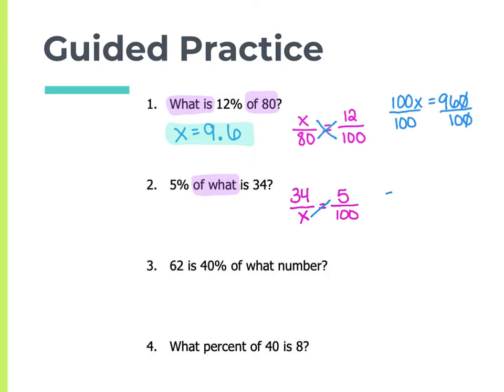So we've set up our proportion, and now we can cross multiply. We'll multiply 5 times x, and that equals 34 times 100, which is 3,400. Next, we'll divide by 5 on both sides to get x by itself. When we divide 3,400 by 5, we get 680. So x equals 680.